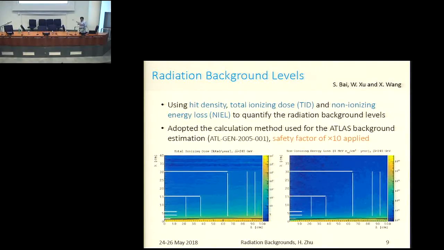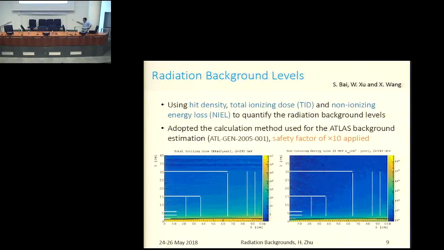Anyway, we took what we were given by guinea pig, ran the detector simulation and tried to estimate the background. We use the hit density, total ionizing dose, and non-ionizing dose to quantify the radiation levels. Hit density, because we are concerned with the detector occupancy together with the bunch spacing. The total ionizing dose is an important parameter for the radiation hardness of the electronics, and also surface damage to the silicon devices. And the ionizing energy loss could introduce lattice displacements in the silicon. So those are important parameters that we would like to calculate.